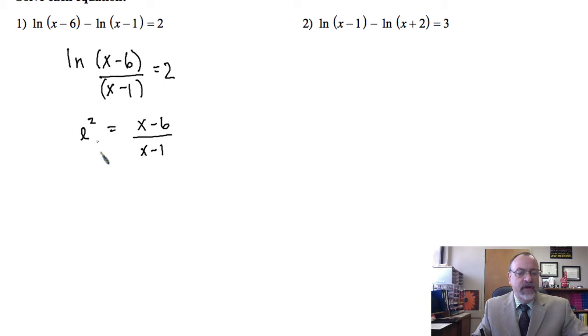Now that we have this, again, we don't want to change this into its decimal form here because it's an irrational number, and we don't want to use decimal approximates if we're going to continue to do some calculations. So we'll just leave that e squared. Now to solve this equation, we want to multiply both sides by x minus 1 in order for that denominator to go away. So we're going to have e squared times the quantity x minus 1 is equal to x minus 6.